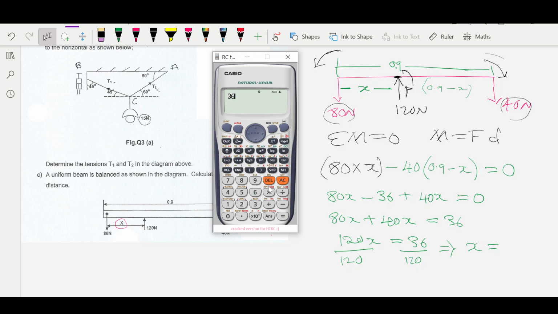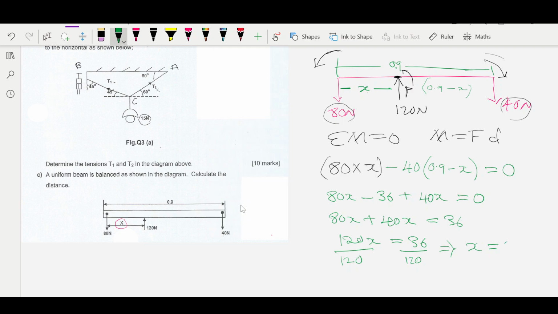36 divided by 120 is equal to 0.3. So the answer here is 0.3. Now the units for the distance were not given, whether it's meters or millimeters, it's just 0.3. And there we have our answer.